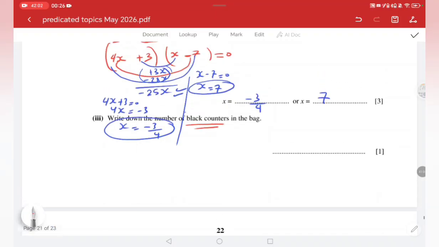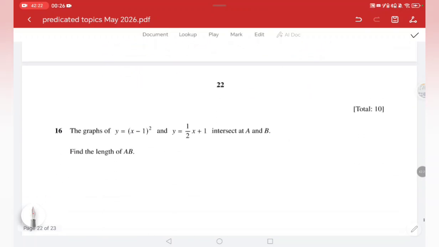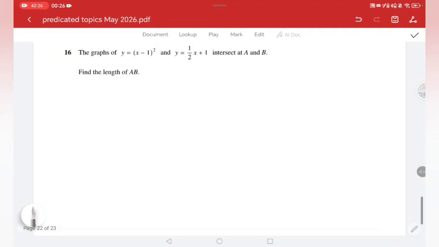So what do you think the value of x is? Is it 7 or is it negative 3 over 4? We are talking about the number of counters, so of course it must be positive, and it must be a whole number. Even if this one were not negative, even if it were 3 over 4, it would not work. We should take this one. Done with this question. We are about to finish.